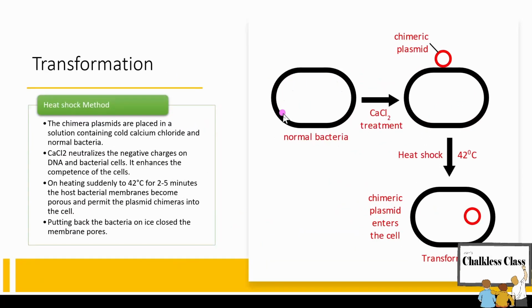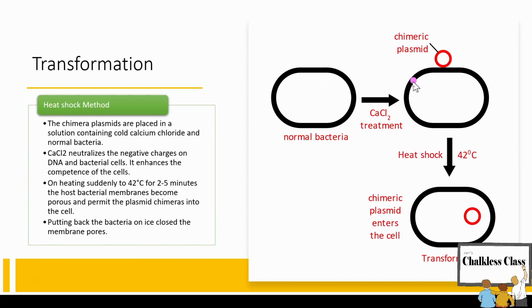This is a normal bacterium. When it is treated with calcium chloride, this bacterium gets the competence to receive the foreign DNA. Here, this calcium chloride neutralizes the negative charges on chimeric DNA and also on the bacterial cells. Because of that, DNA can attach to the surface of the bacterial cell. Now, the bacterium has the competence to receive the foreign DNA into the cell.